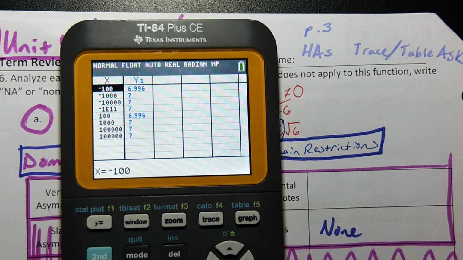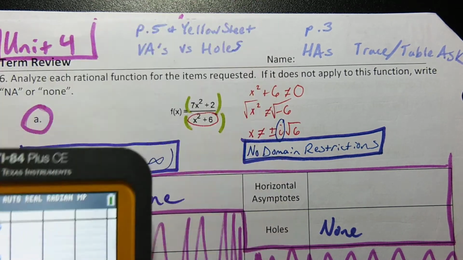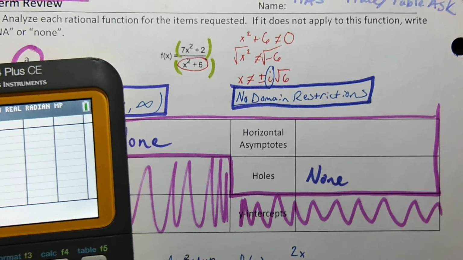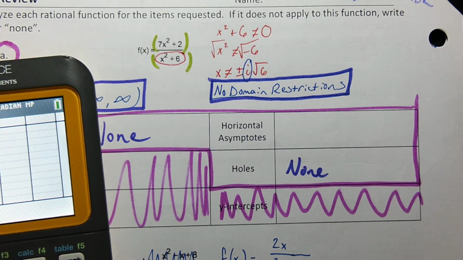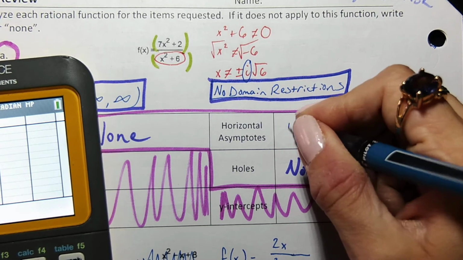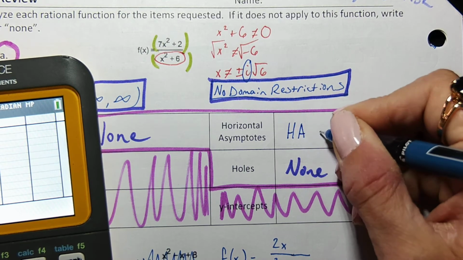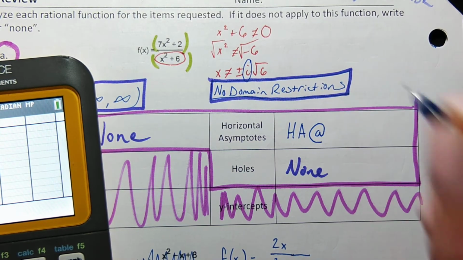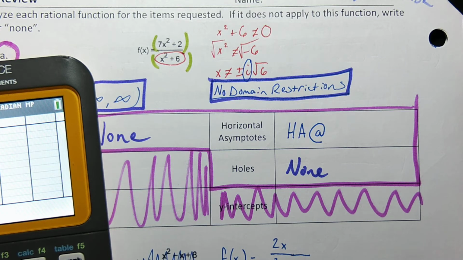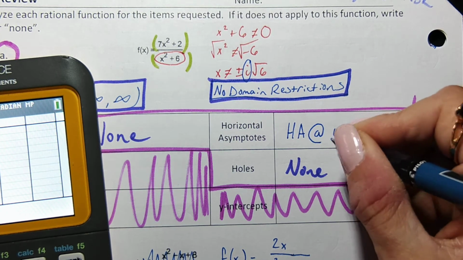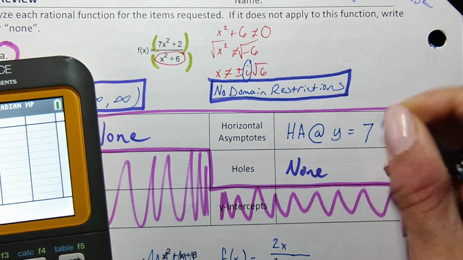7. And remember, your calculator lies. Well, it doesn't really lie. It rounds. So it's saying that we get to 7 even though we probably don't. So since 7 looks like what we are approaching, we would say that we have a horizontal asymptote at, what variable do I use to describe a horizontal asymptote equation? Y. So y equals 7.